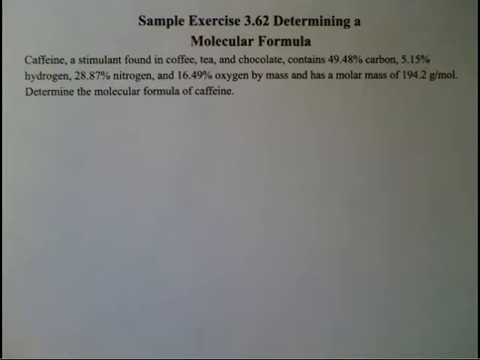All right, AP, this is sample exercise 3.62, determining a molecular formula. Caffeine, a stimulant found in coffee, tea, chocolate, contains 49.48% carbon, 5.15% hydrogen, 28.87% nitrogen, and 16.49% oxygen by mass, and has a molar mass of 194.2 grams per mole. Determine the molecular formula of caffeine. Go and press pause now because here comes the solution.